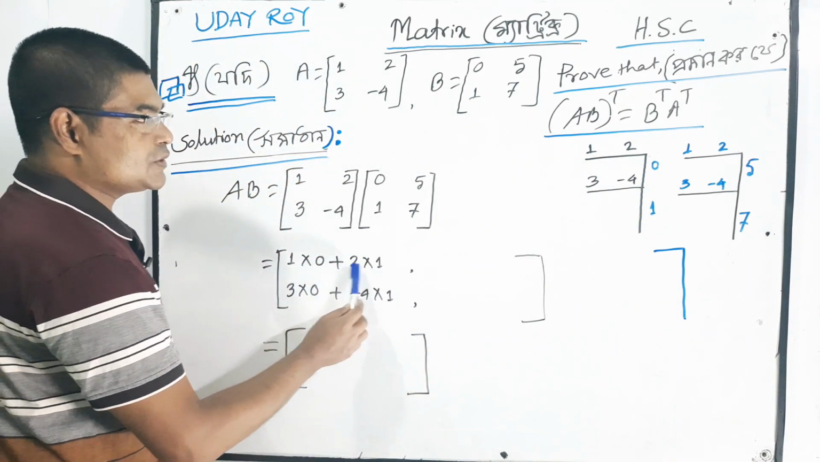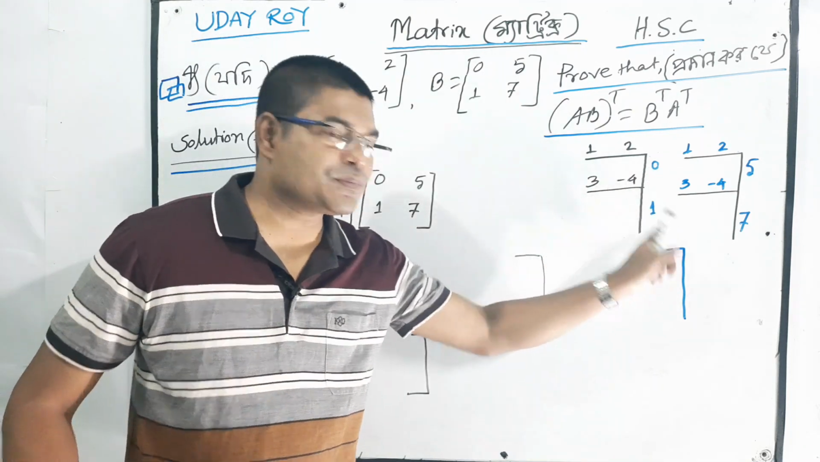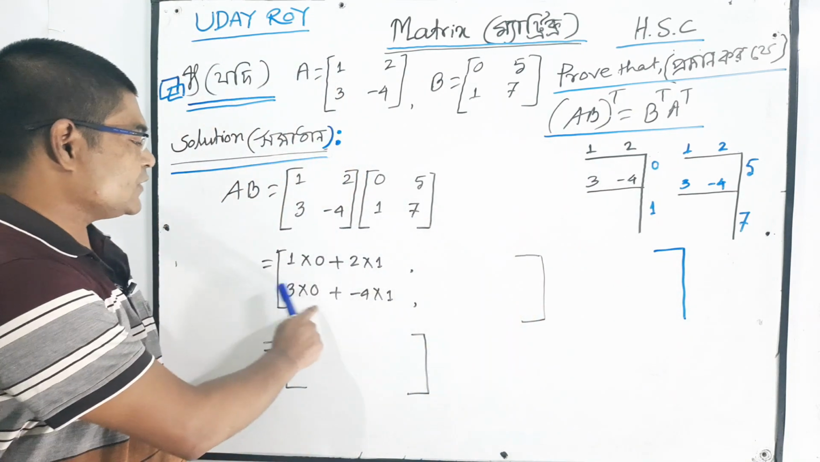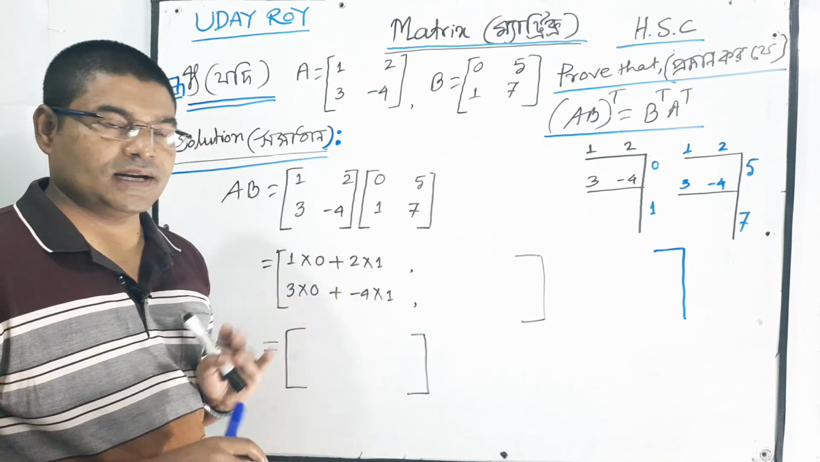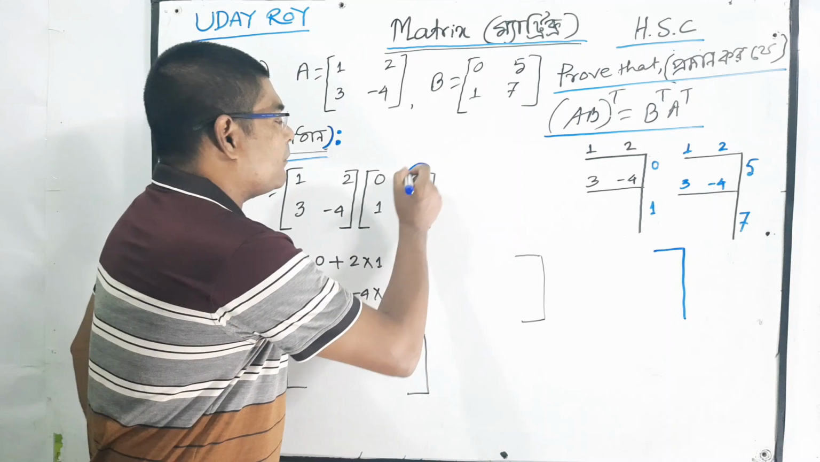1 into 0 plus 2 into 1. Again you can see 3 into 0 plus minus 4 into 1. Completed. Now here is another column.